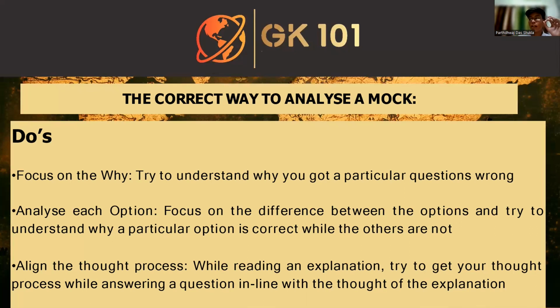Analyze each option. You don't just have to see what is the correct option, you also have to see what is the incorrect option and why that option is incorrect, because that builds the mindset and thought process that I just talked about. While attempting a question, if you know why an option is wrong, it gets easier to eliminate, and the chances of getting that answer correct increase drastically. And align the thought process: read the explanation, and see if that is the way you think while attempting a question.